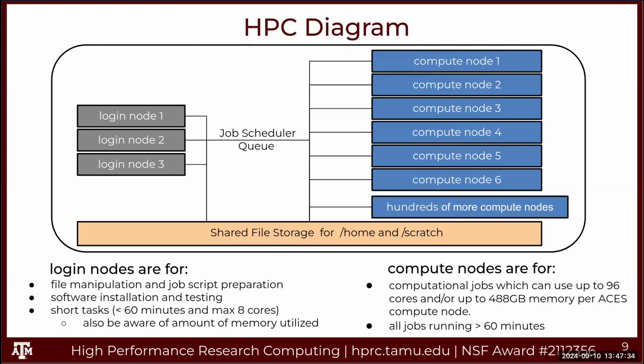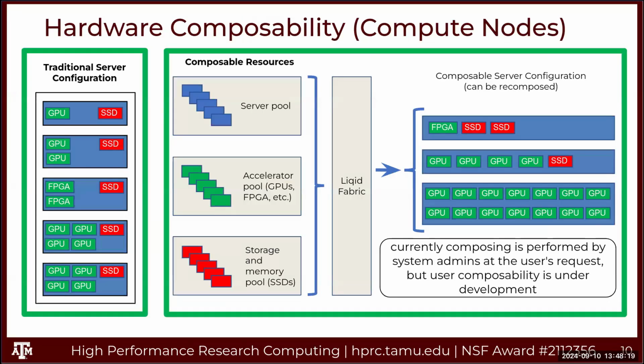The login nodes are connected through a local network to the compute nodes. And this is just an example. We have hundreds of compute nodes, and each of these login nodes and compute nodes share the same file storage. So anything you create on the login node can be accessed on the compute node, and vice versa. Any output that's generated for jobs on the compute nodes, you can review from the login node. Compute nodes, use those for jobs lasting more than 60 minutes. And then we'll show you how to configure the job scripts to use the entire compute node later.